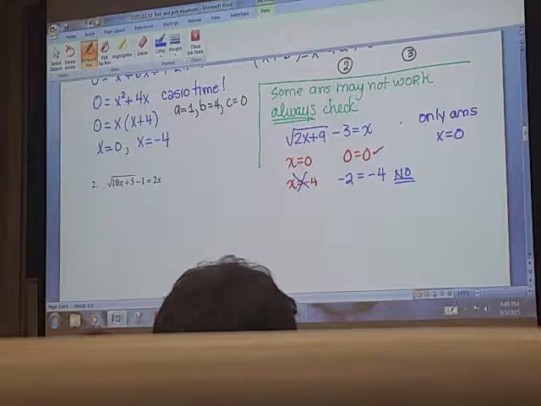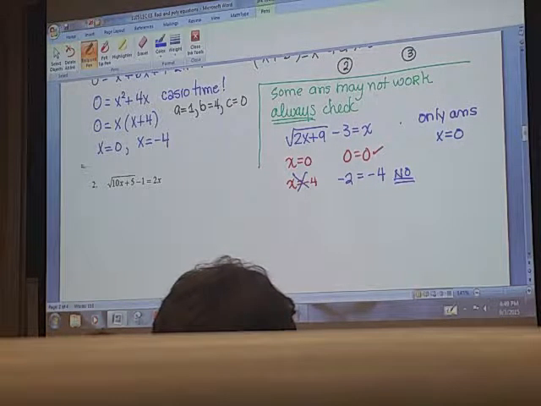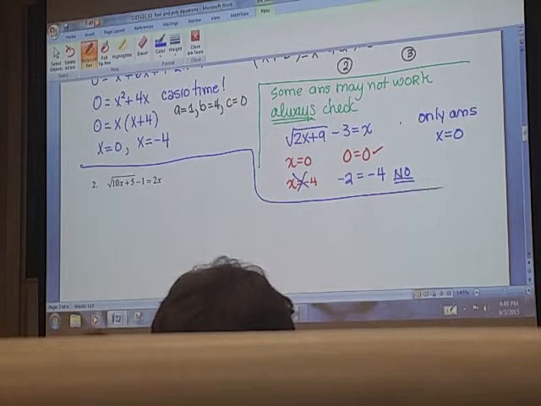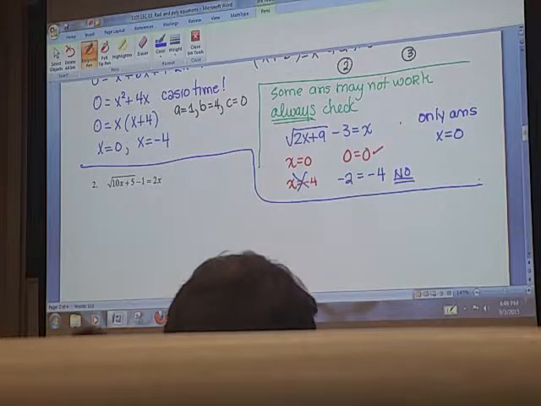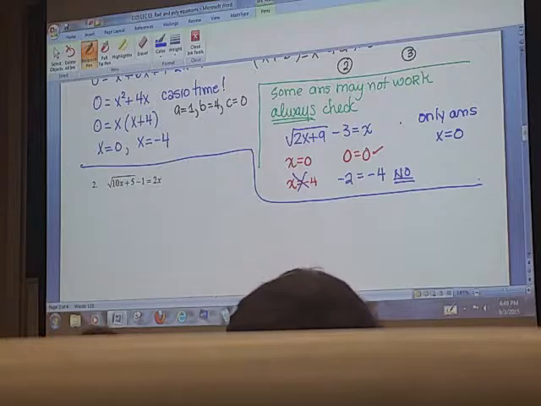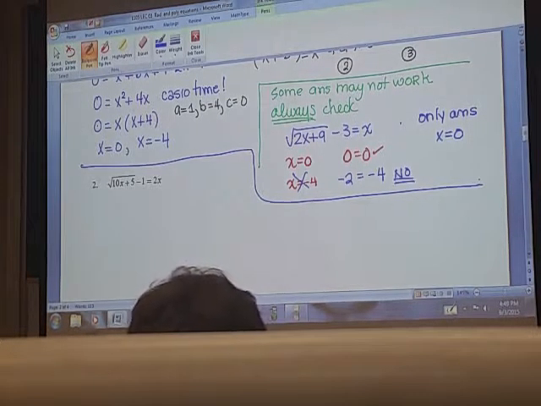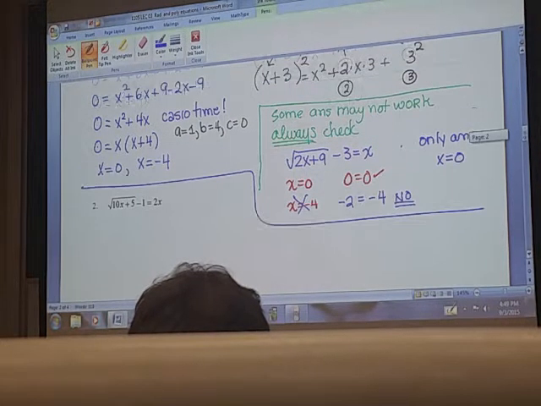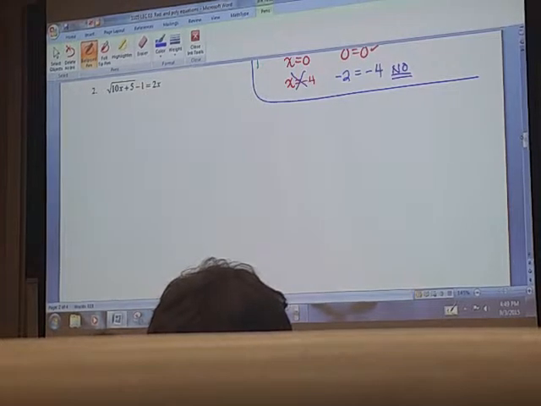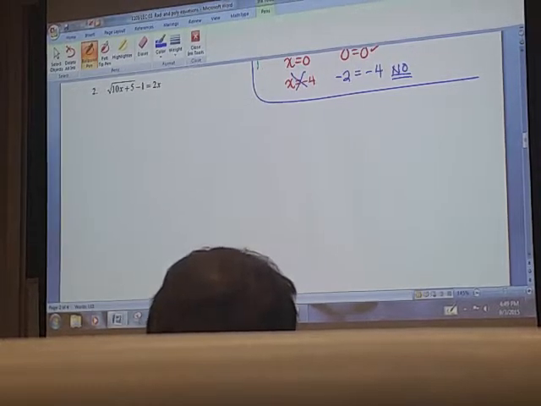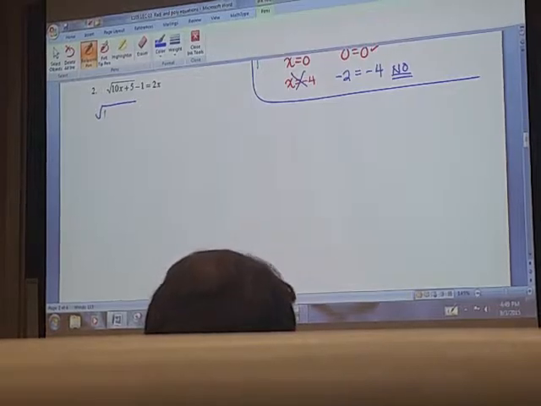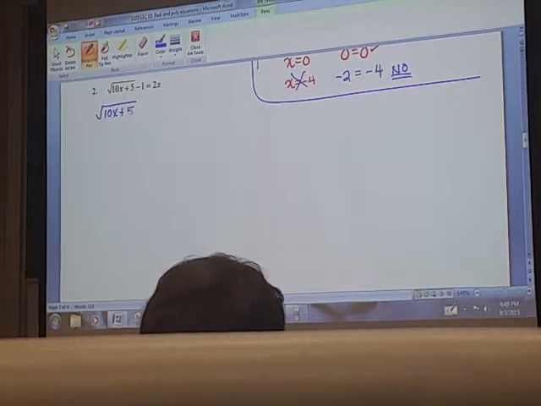Okay. So this is not too bad. I mean, it's a few steps, but it's not hard. Okay, so do one more of these easy ones. Remember, this is not the test question. This is the warm-up. You're just practicing. Okay, so here we go. Get the square root by itself, the 1 on the other side.